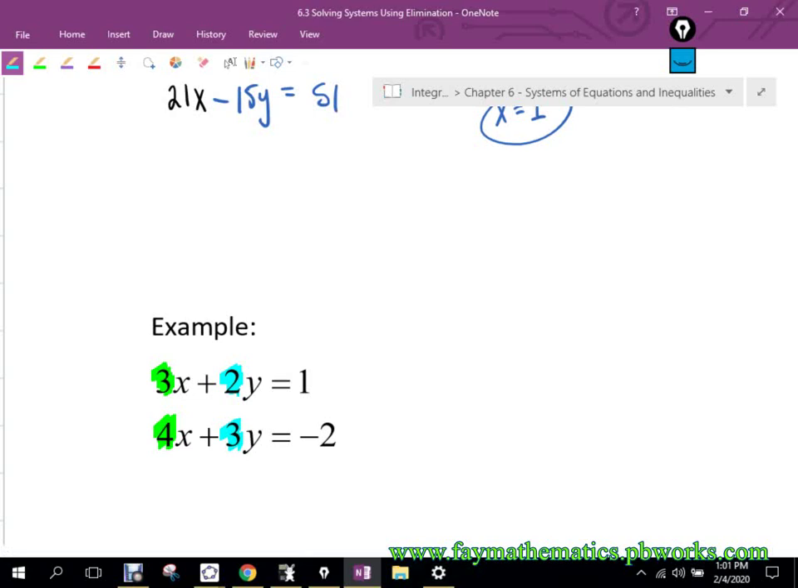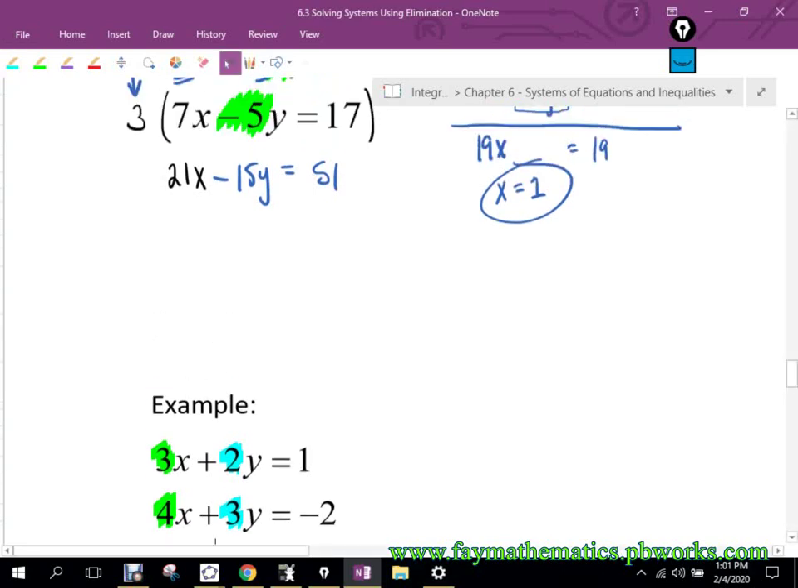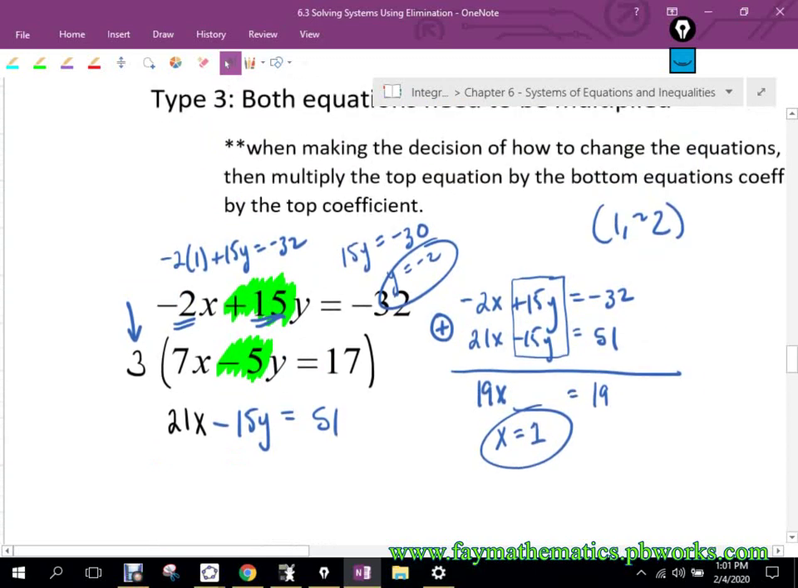Okay? Well, in this case, there's not a whole number that I can use. I could use fractions, but fractions are a pain in the butt. So there's not a whole number I can do that with. But let's finish that discussion real quick. Let's come back up here.